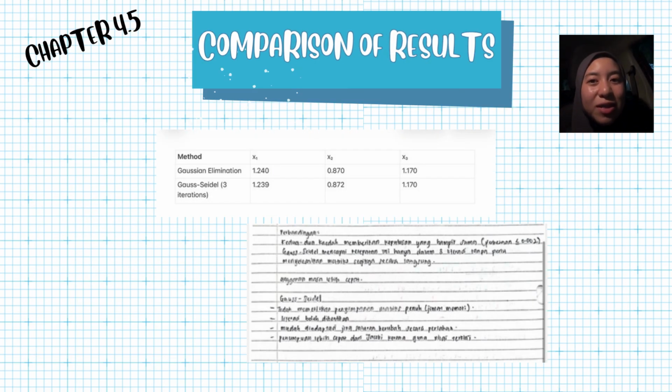Finally, we compared the results obtained from both methods. The solutions were almost identical, with only a very small difference between them. This shows that the Gauss-Seidel method converges very close to the exact solution obtained using Gaussian elimination. In conclusion, both methods successfully solved the communication channel estimation problem. Gaussian elimination provides the exact solution directly, while the Gauss-Seidel method is more suitable for larger systems because it requires less memory and converges efficiently.